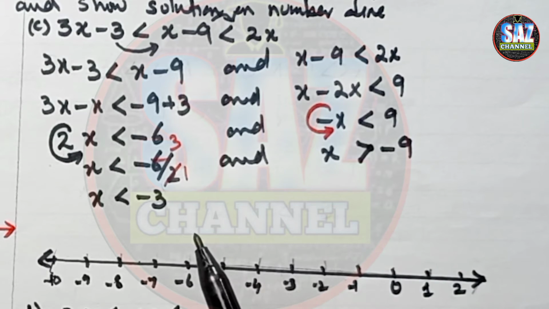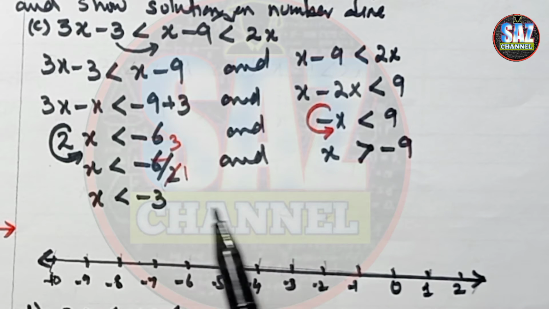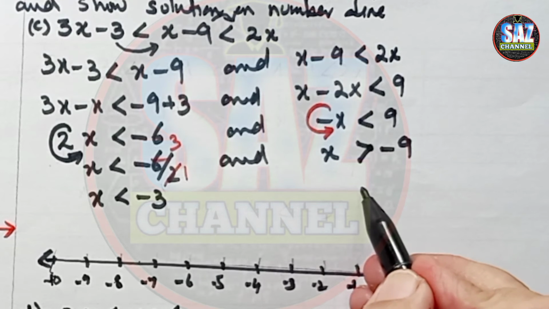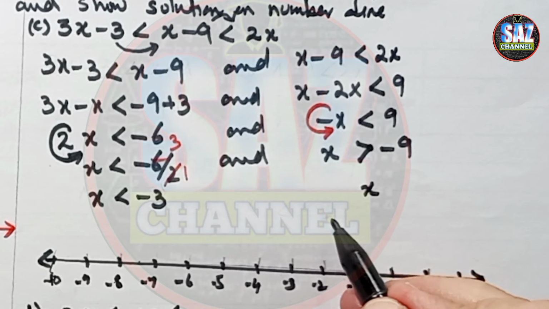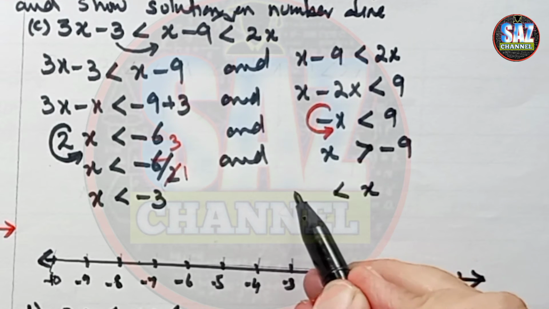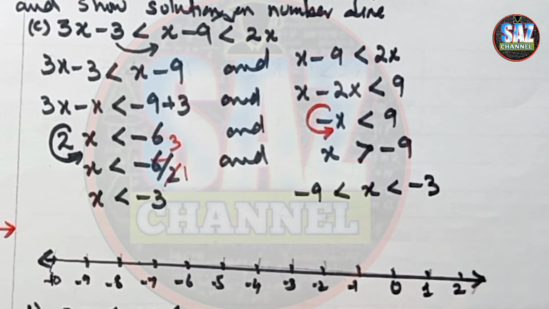Now I can see that I need the values of x less than minus 3 but greater than minus 9. So x has to be greater than minus 9. x is greater than minus 9 but less than minus 3. So let's move to the solution on the number line.